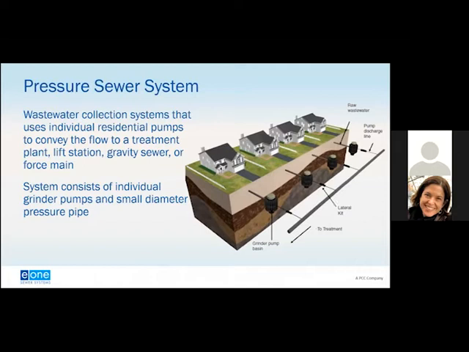So a pressure sewer system is a wastewater collection system that uses individual residential grinder pumps to convey the flow to a treatment plant, a lift station, or it can even be just discharged into an existing gravity sewer, either at a forced main or into a manhole. It's a very simple system that consists of individual grinder pumps located at each property and small diameter pressure pipes.